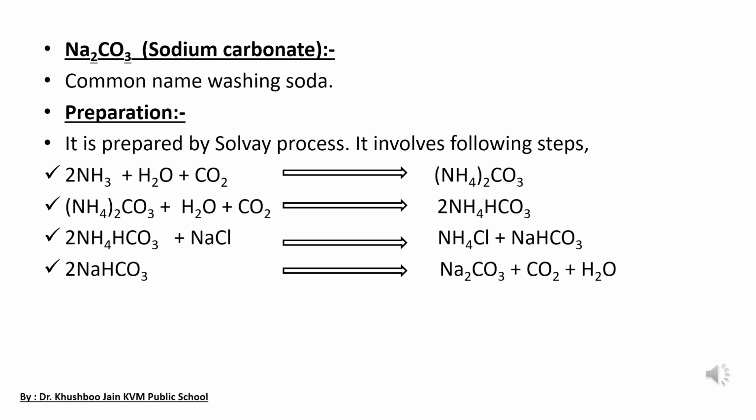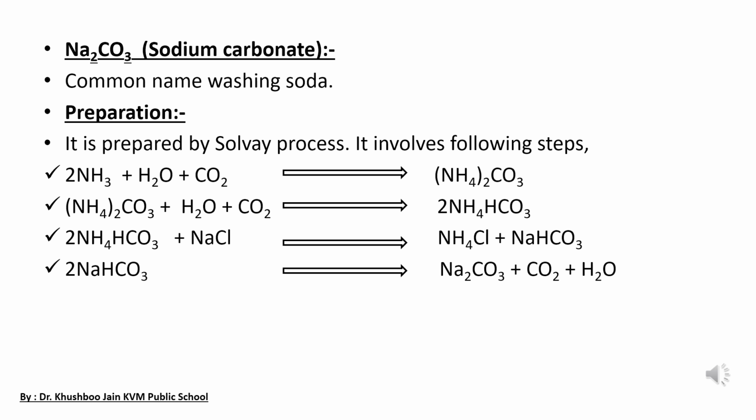Now our next compound is sodium carbonate. The common name of sodium carbonate is washing soda. How is it prepared? Washing soda is prepared by the Solvay process. It is completed in 3 steps. In the first step, a cold and concentrated solution of sodium chloride is reacted with ammonia and carbon dioxide, and by this reaction we will get sodium hydrogen carbonate in first reaction.